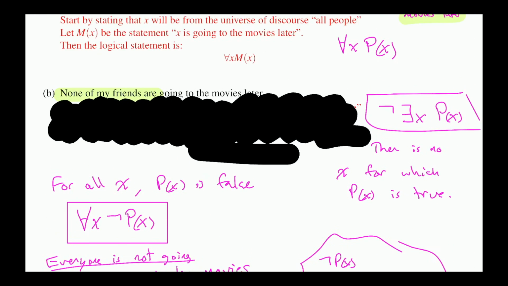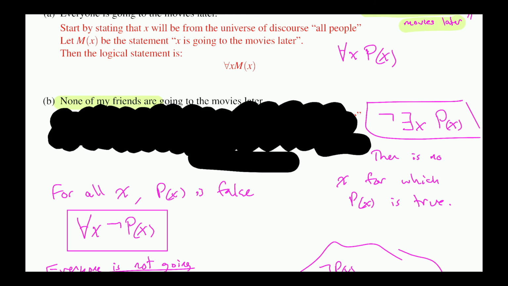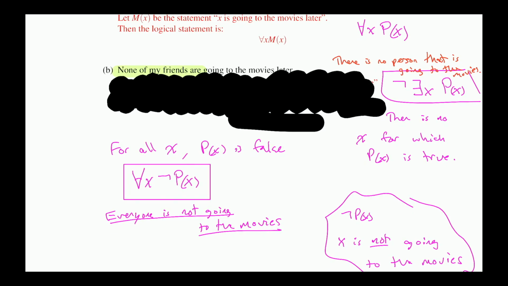Whereas this one up here says something slightly different. This one says there does not exist somebody. So this one says there is no person that is going to the movies. So they mean the same thing, but they're written in a different way. There's no person that is going, or everyone is not going. So it's where the negation is, right? Do you want the negation out front, or do you want the negation on the predicate? So in front of the quantifier or in front of the property, whichever one you want.